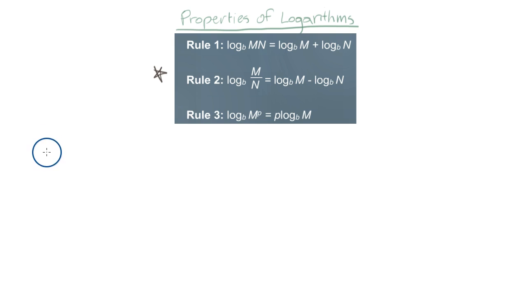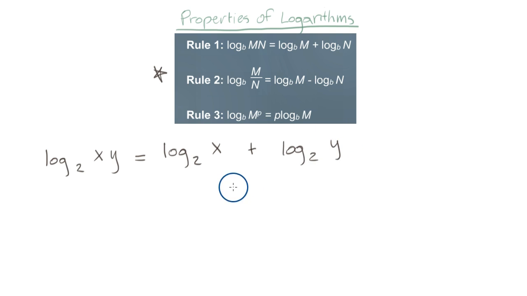For rule 1, if we have the logarithm to any base, let's make an example log base 2, of any two terms being multiplied together. So let's use x and y. We can rewrite this as the sum of two logarithms. And that would look like the log base 2 of x plus a log base 2 of y. This can be particularly helpful when it's easier to simplify these two logarithms than it is to simplify the original logarithm. So that's rule 1.